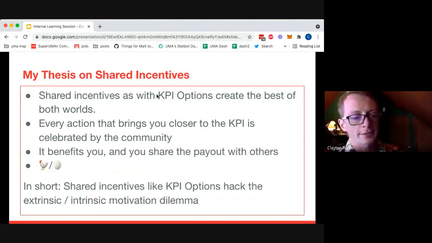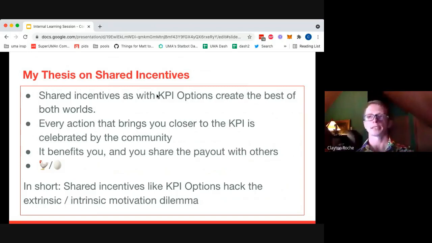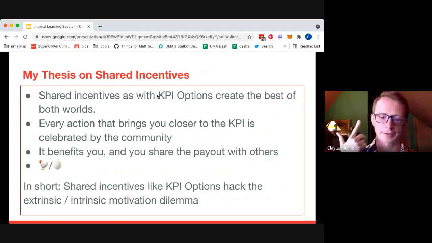So my thesis here is that shared incentives, such as with KPI options, hack the extrinsic-intrinsic motivation dilemma. That's the thing that I mentioned in the beginning, which is that paying kids to read does not cause them to love to read. I think that paying people KPI options to contribute to a community causes them to get over the hump, to be excited to contribute, and to start contributing and to have all the benefits of extrinsic motivation while also receiving the benefits of intrinsic motivation and the joy and the loveliness associated with those motivations.